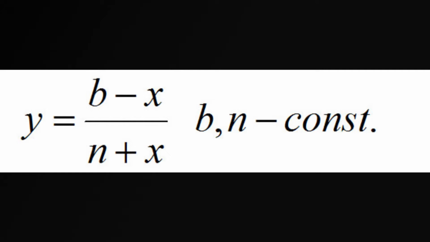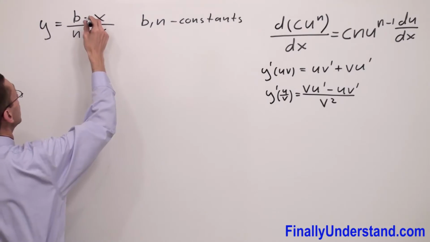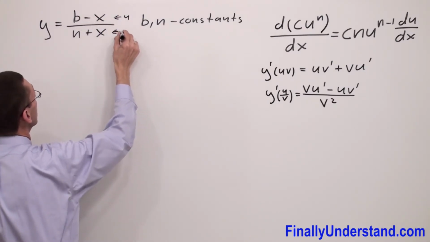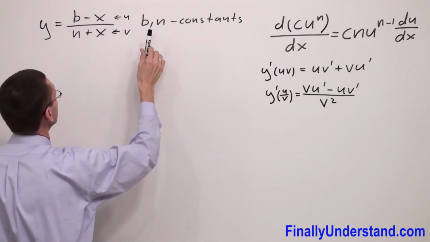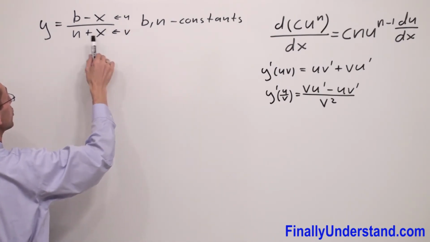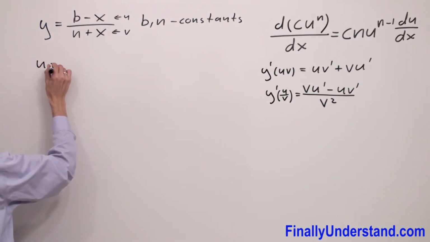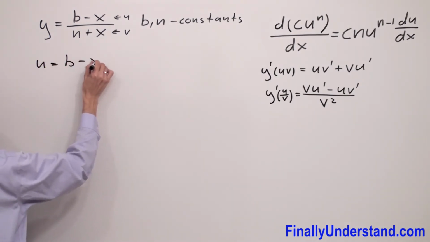We have another example on the board. As we said before, the numerator is my u. The denominator is my v. Okay, in this case, b and n represent constants. So I have u is equal to b minus x.